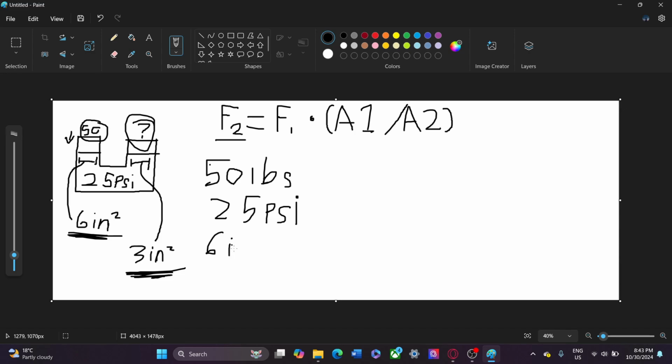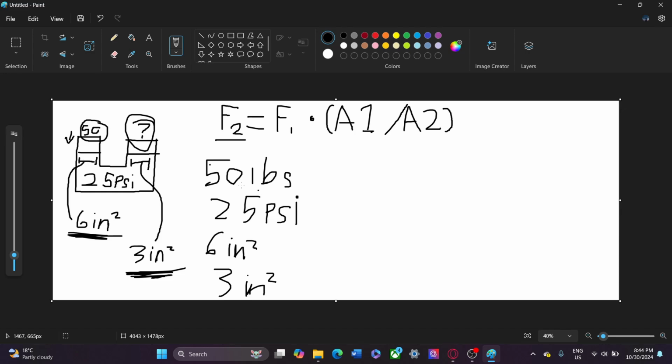6 inches cubed, and 3 inches, 6 inches squared, 3 inches squared. So, first, we have to figure out how much weight is being pushed down on our scale over here.